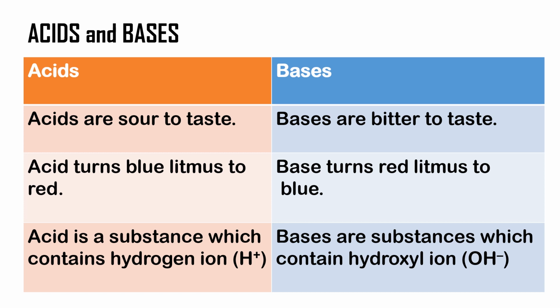Now can you differentiate between acids and bases? Acids are sour to taste, but bases are bitter to taste. Acid turns blue litmus to red, whereas bases turn red litmus to blue. Acid is a substance which contains hydrogen ion, that is H+. Bases are substances which contain hydroxyl ion, that is OH-.